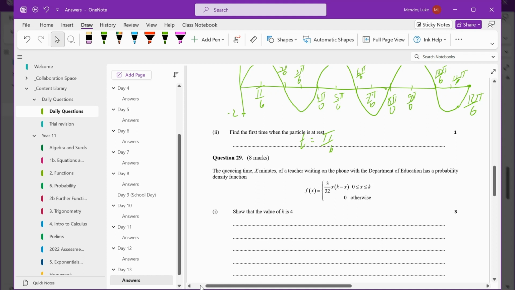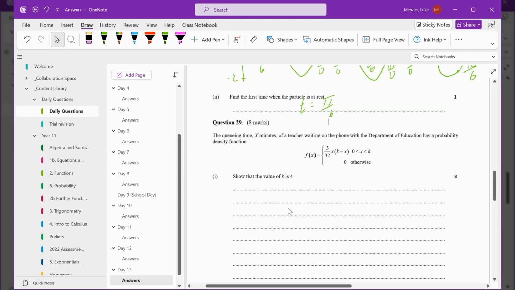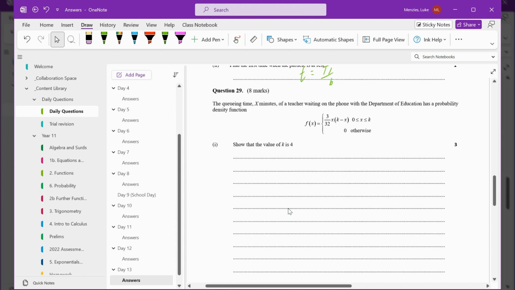All right, next one. What time have we got? 2 minutes. Yeah, why not? Show that the value of k is 4. The queuing time, x minutes, of a teacher waiting on the phone with the Department of Education has a probability density function of that. So what we're going to do is integrate. And we want to show that this is, again, from 0 to k, because we don't know what k is.